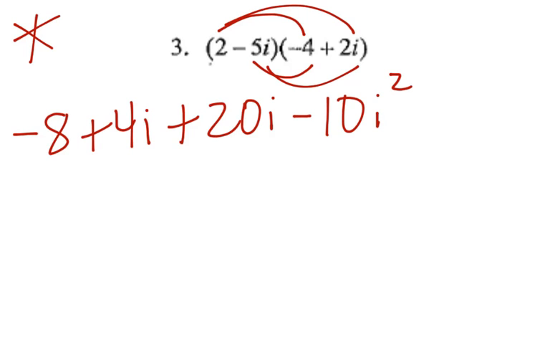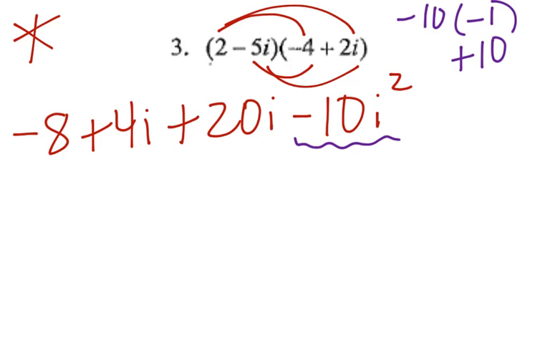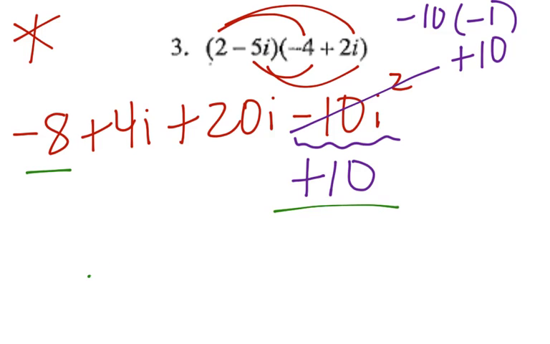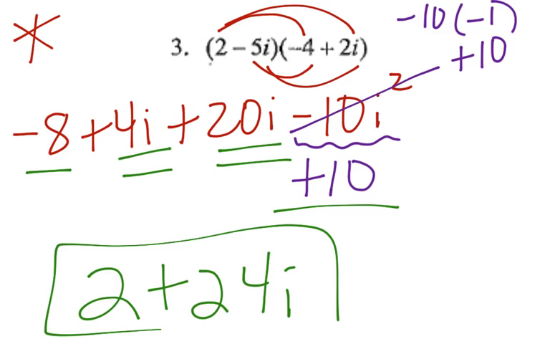Okay, I told you earlier, when there's an i squared, technically you could replace it with a negative 1. So this little part right here would be the same thing as saying negative 10 times negative 1. And we know that negative 10 times negative 1 is a positive 10, right? So there's your proof. Now just accept it, and any time you see an i squared, change that to the opposite sign, drop the i squared. So instead of minus 10i squared, it's plus 10. Again, go find your like terms. Negative 8 plus 10 is 2. 4i plus 20i is plus 24i.